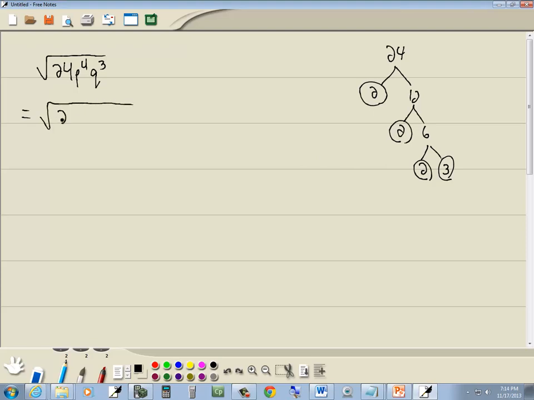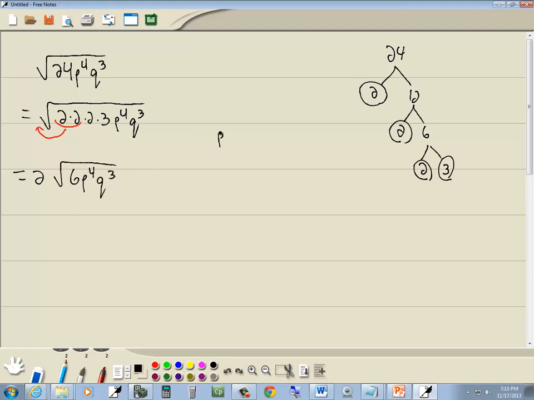So we'll have the square root of 2 times 2 times 2 times 3, p to the fourth, q to the third. Now our index, the index is numbered in a slot right here, and if there isn't one, it's by default 2. So our index is 2, which means we're looking for a pair of somethings. So here this pair of 2's is going to come out in front as a single 2. And then we're left with 2 times 3, which is 6, p to the fourth, q to the third.